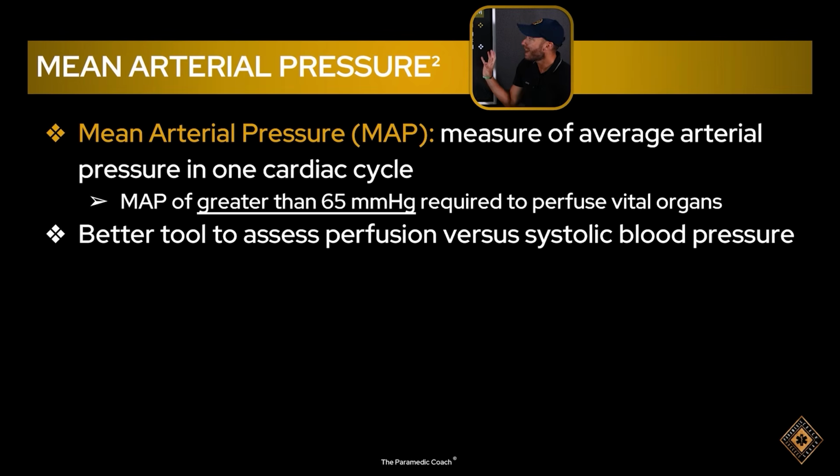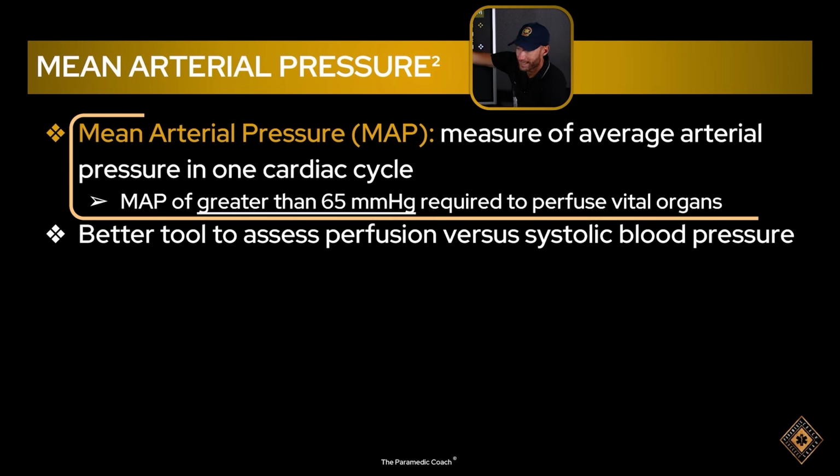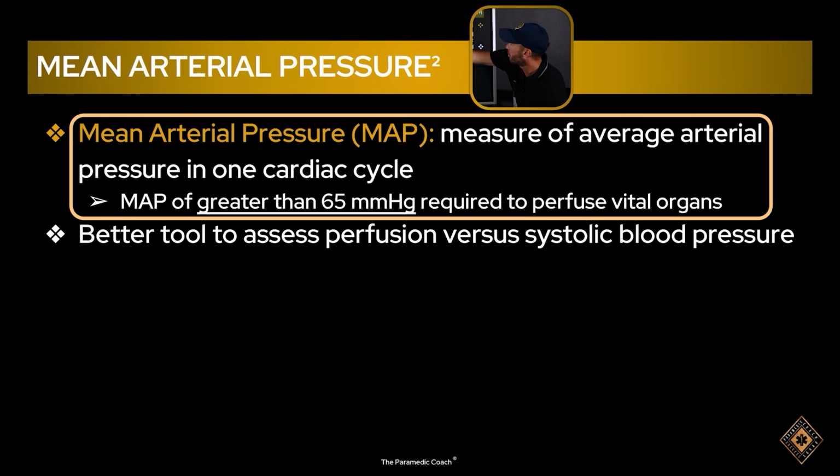So in reality, the mean arterial pressure is pretty much the most important number that we have as far as how much fluids do we give and when we stop giving fluids. Well, here it is. What is it? It's the measure of the average arterial pressure in one cardiac cycle, okay? Your blood pressure reading will give you this.